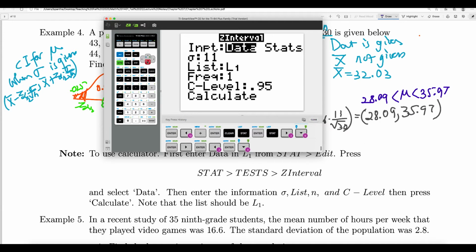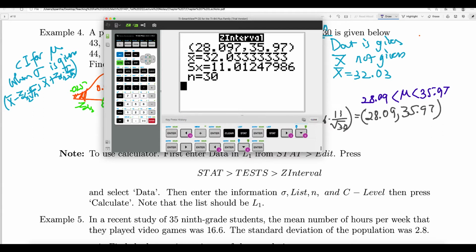What is the confidence level? It is 0.95 because it is 95% confidence. If you hit calculate and then press enter, you get 28.097 through 35.97. You get exactly the same value if you do that directly using the calculator. Again, this Z interval is used to find the confidence interval for the mean when sigma is given. When sigma is not given, we will use the t interval. That is the next thing we will be doing. For now we use the Z interval.